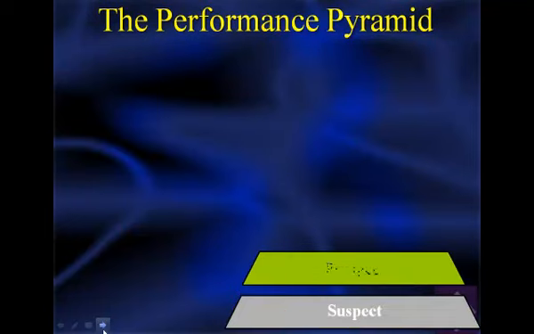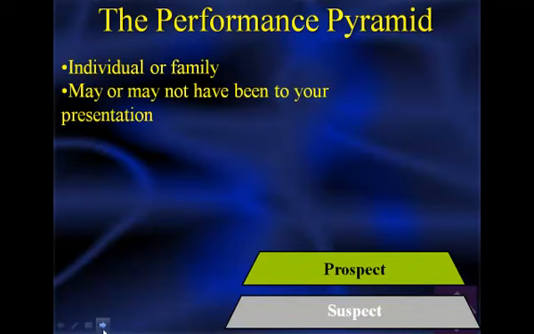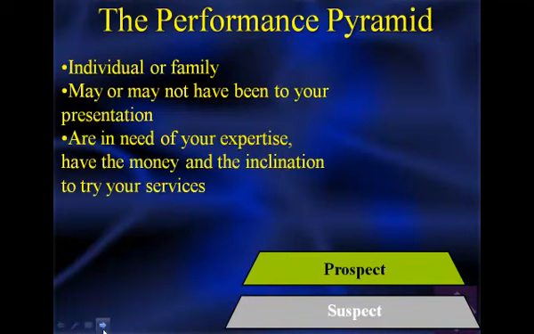From there, the pyramid goes to prospects. Now, a prospect is, again, probably an individual or a family that may or may not have been to your presentation or know too much about you. They are in need of your expertise. They have the money and the inclination to try your services. This is what really differentiates a suspect from a prospect. They have need, they have financial wherewithal, and they have inclination, a much more purposeful portion of the relationship.